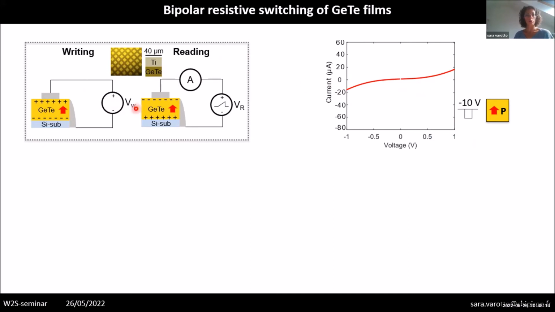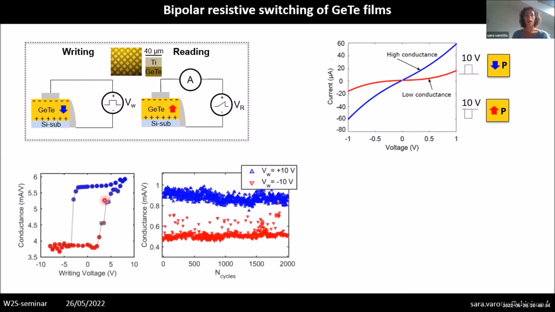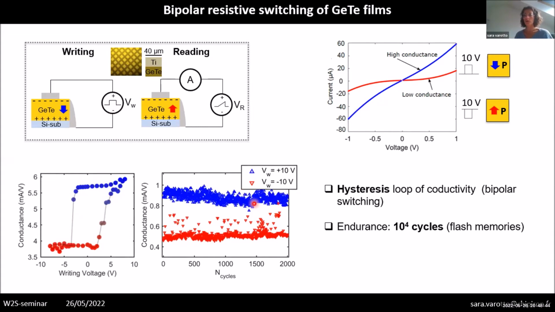If now we invert the polarity of the applied voltage pulse to stabilize the other polarization, the inward one, we measure again the IV curve in remanence, and we obtain a high conductance. We can switch reversibly between these two curves by changing the polarity of the applied voltage pulse. And if we change it step by step, we can recover a hysteresis that resembles that of a ferroelectric material. Also, we can switch up and down several times with an endurance up to 10 to the 4 cycles, which is quite large and comparable to flash memories on the market.